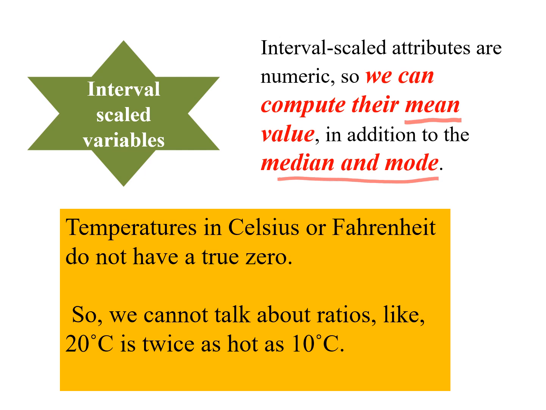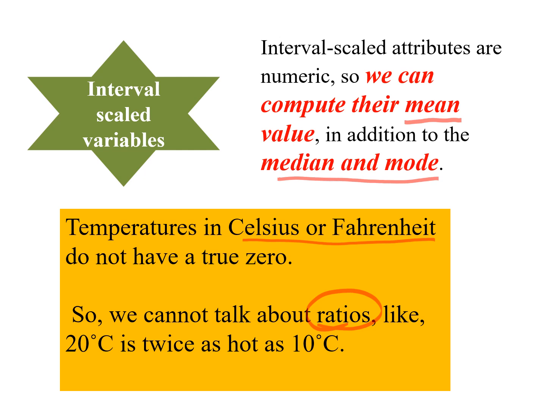Now we are talking about numeric or the quantitative attributes, so mean, median, mode can all be computed. But temperatures in Celsius or Fahrenheit do not have a true zero, so ratios cannot be talked about. Like, 20 degrees centigrade is not twice as hot as 10 degrees centigrade. You cannot measure it in that manner.